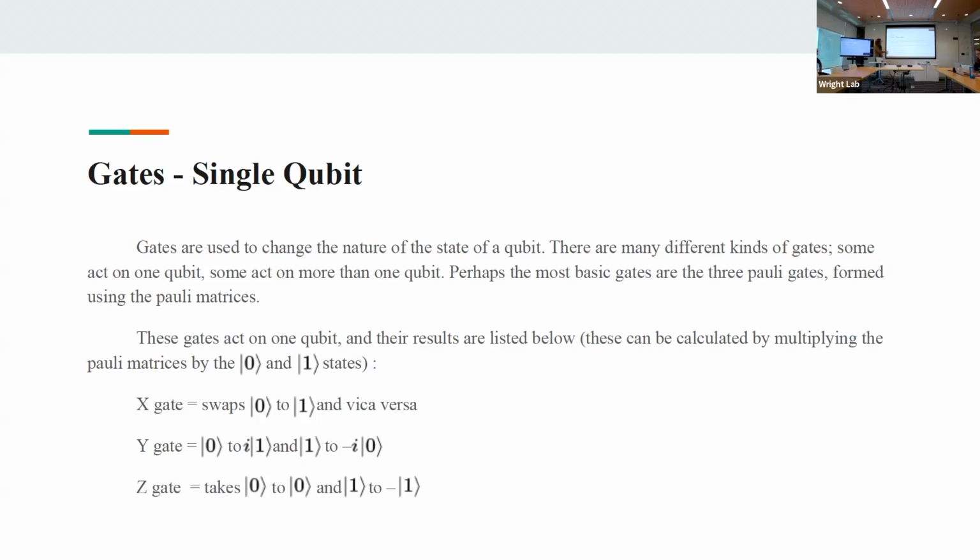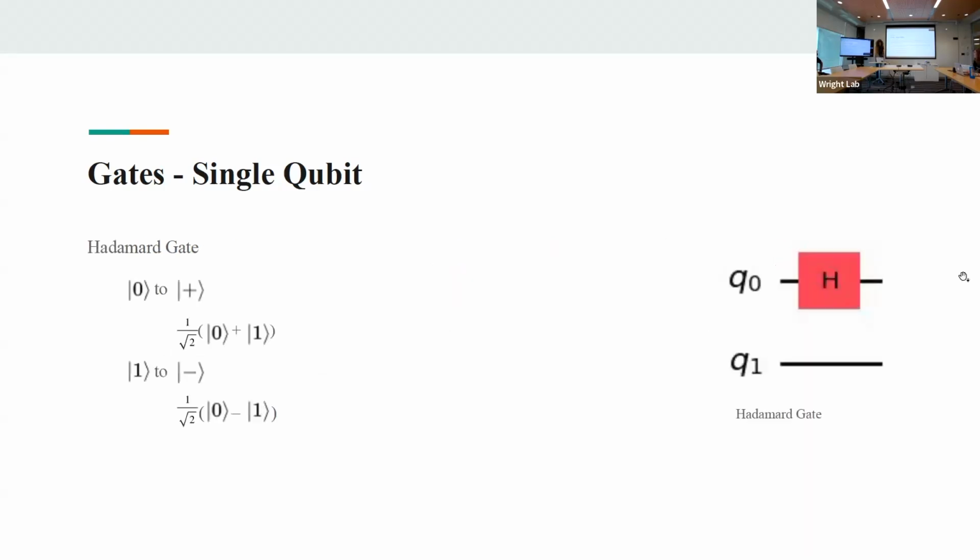The results are listed here, and they can all be calculated by multiplying the Pauli matrices by the 0 or 1 states as a column vector. So the X gate will swap the 0 state to the 1 state, and vice versa. The Y gate will take the 0 state to i times the 1 state, and the 1 state to minus i times the 0 state. And the Z gate will take the 0 state to the 0 state, and the 1 state to minus the 1 state.